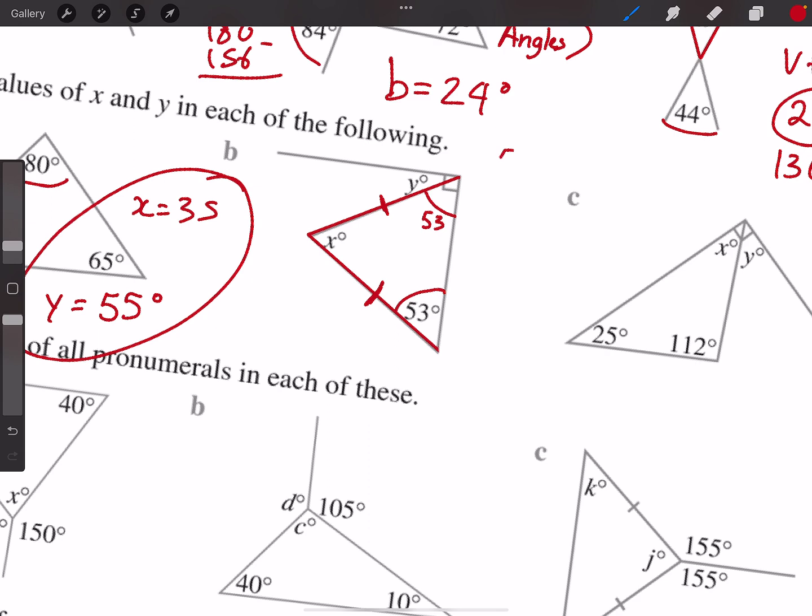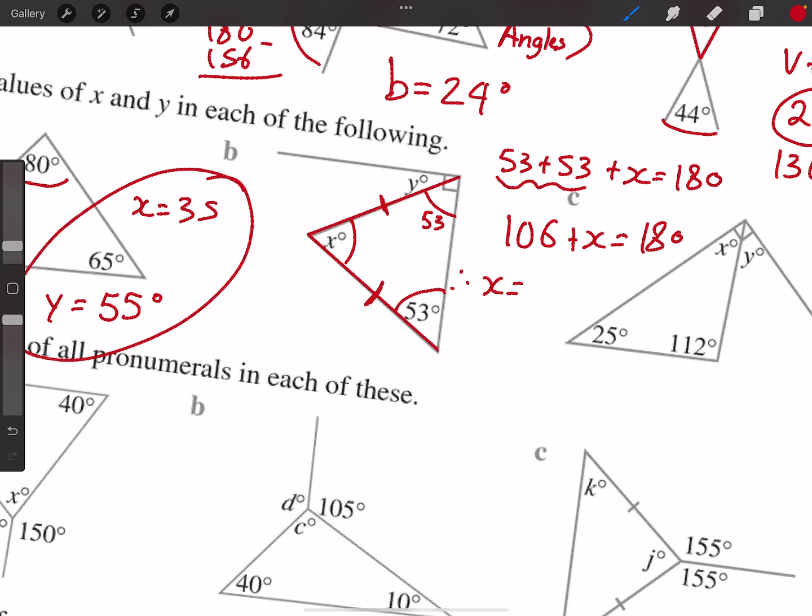Well, 53 plus 53 plus X equals 180 degrees. Okay, all the angles of a triangle. This will be 106. 106 plus X equals 180. So therefore X is equal to 180 take away 106, which is 74 degrees. There, I found X.